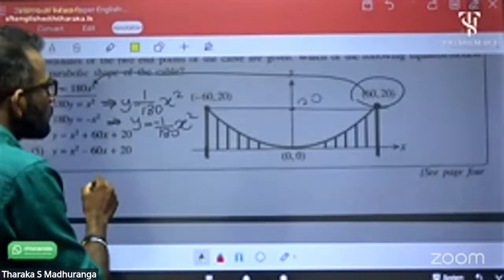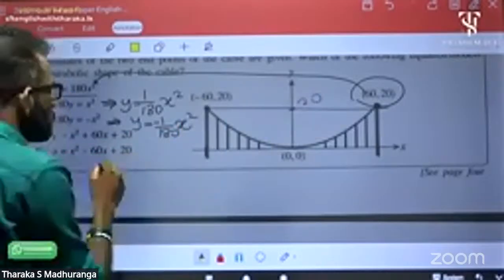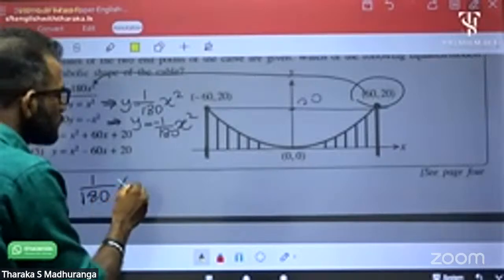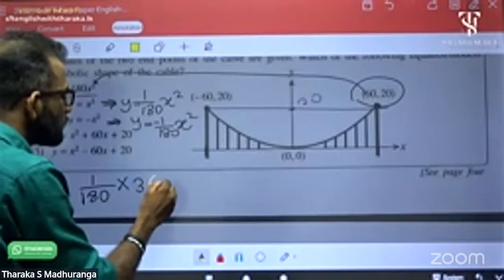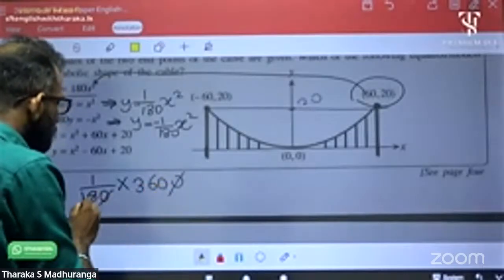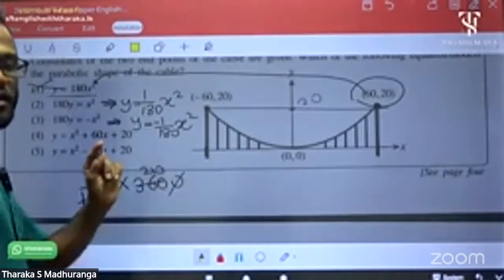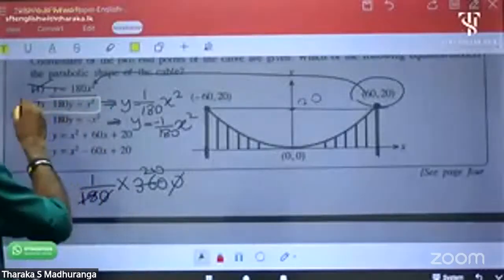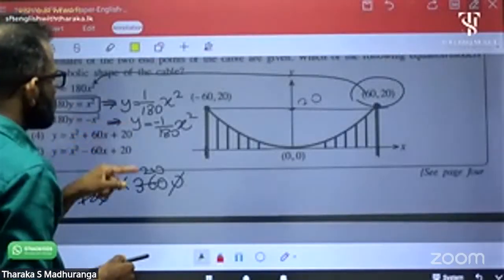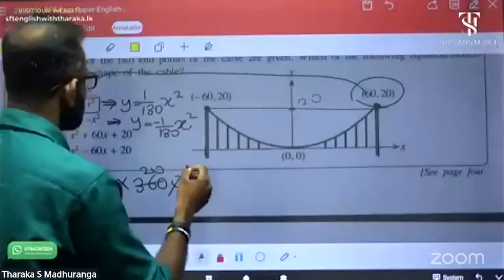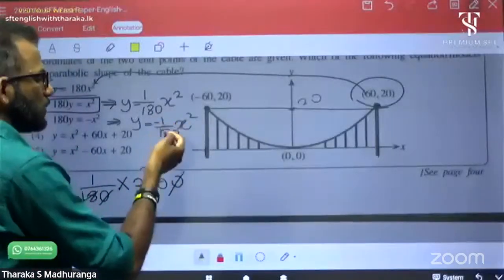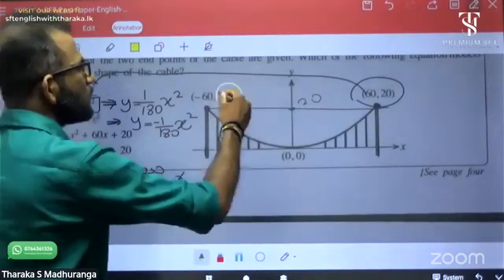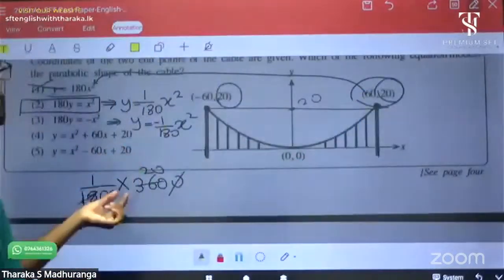Okay, second one. If y equals 20, then 1 over 180 into x squared, where x squared is 3,600. Now zero to zero cancel. It is 20 into 1, so now it is equal. Then the answer is 2. You can check the third answer too: y equals minus 1/180 x squared. No, the y is not a minus value, it's always 20. Both are 20. Therefore the answer is number 2.